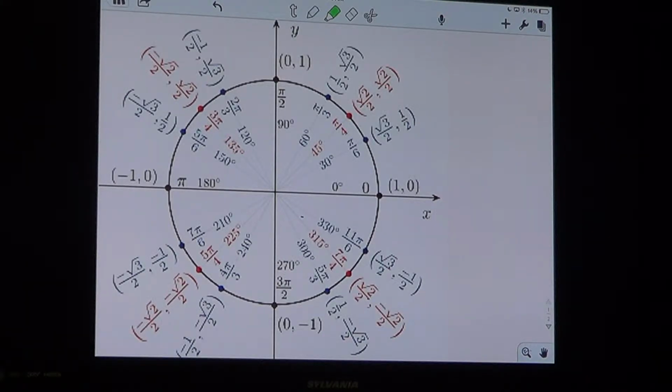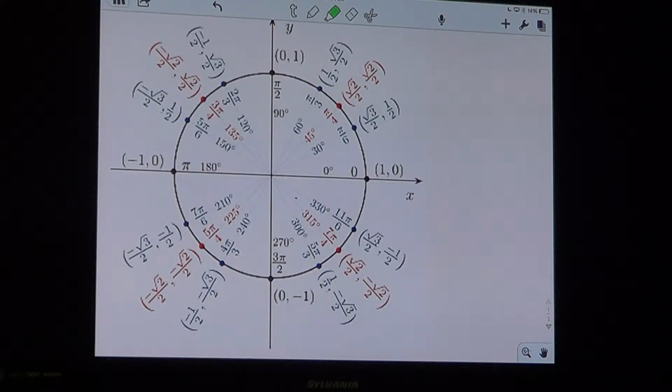Okay, so it's 5, it's not negative. So it's 5 pi, and then 1/4 from here would be 5 pi over 4. I went the wrong way. Okay. Does that make sense? Mm-hmm. Okay.